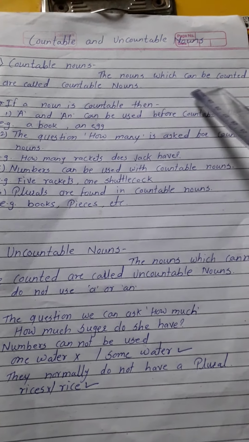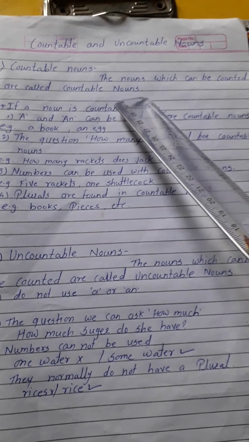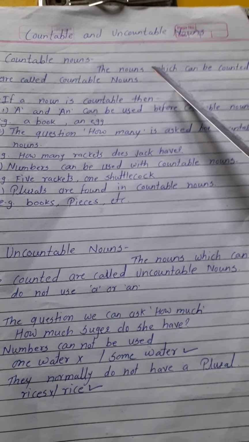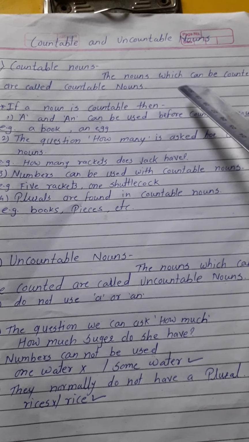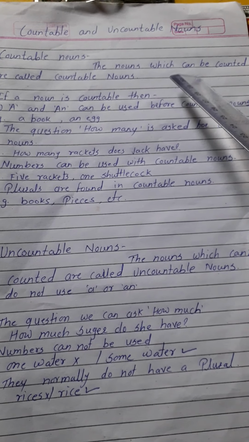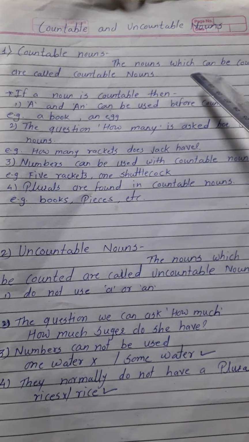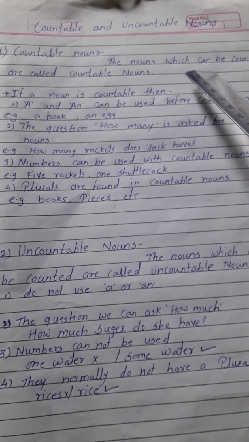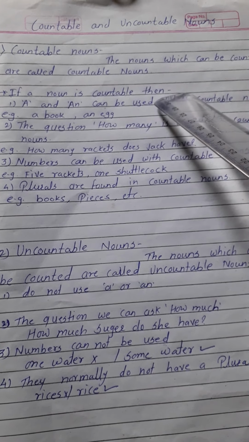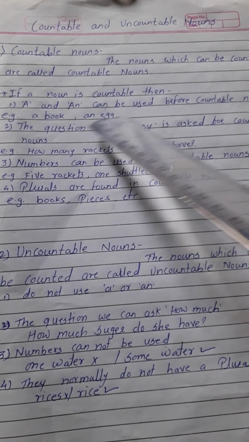The nouns which can be counted are called countable nouns. That means nouns that we can count: 1, 2, 3, 4, 5. This way we can count. They are called countable nouns. Here are some rules about countable nouns.